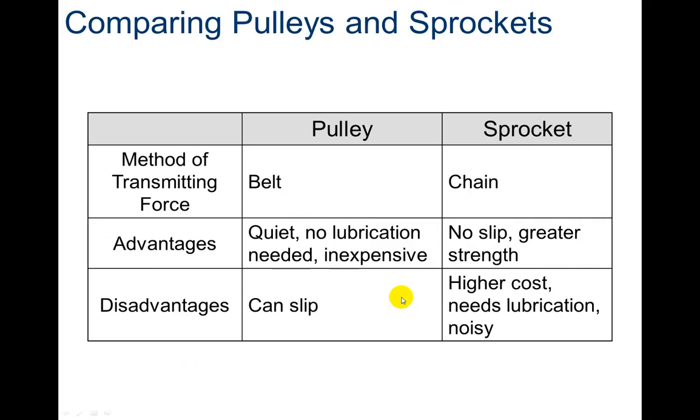All right, so let's compare them a little bit. A pulley has a belt, a sprocket has a chain. Right, the advantages of a pulley is it's quiet, no lubrication needed, it's inexpensive. A sprocket has no slip, it's a greater strength. It also is going to have a better torque because it gets into the chains. The disadvantages, the pulley can slip. The sprockets cost a little bit more, they need lubrication, and they are noisy.